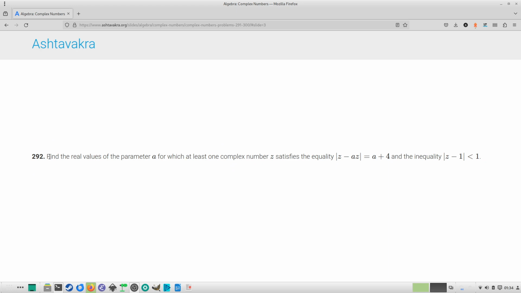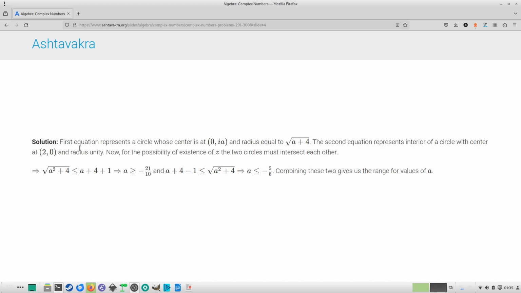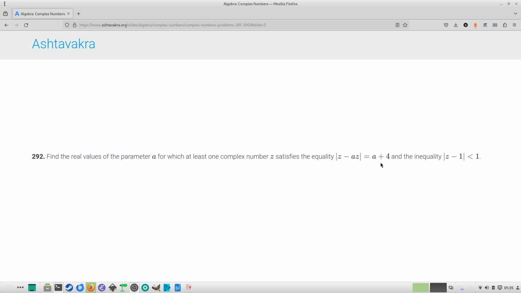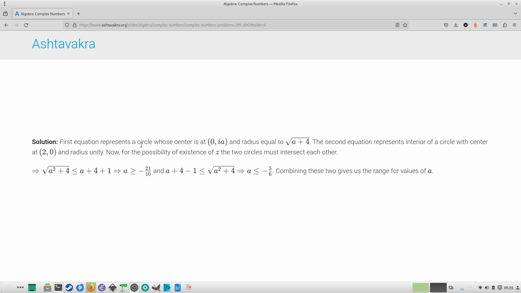Question 292 says that find the real values of the parameter a for which at least one complex number z satisfies the equality mod z minus az is equal to a plus 4 and the inequality mod z minus 1 less than 1. So the first equation, that is mod z minus az is equal to a plus 4, represents a circle whose center is at 0 comma a and radius equal to square root of a plus 4. The second equation represents interior of a circle with center 2 comma 0 and radius unity.